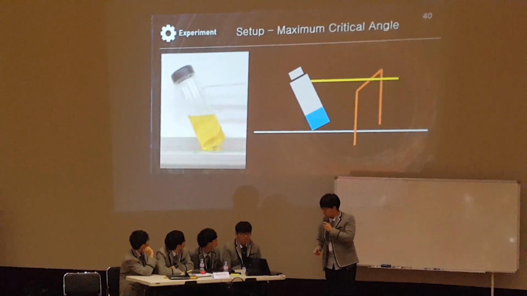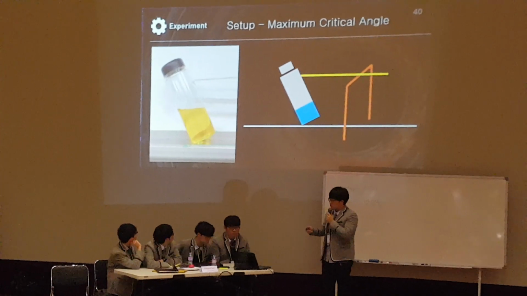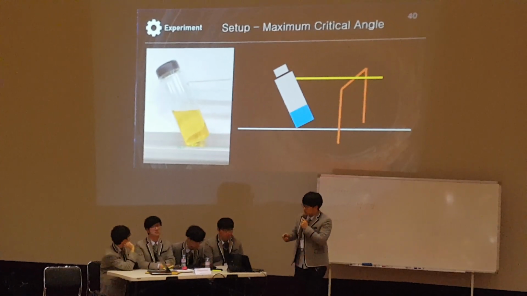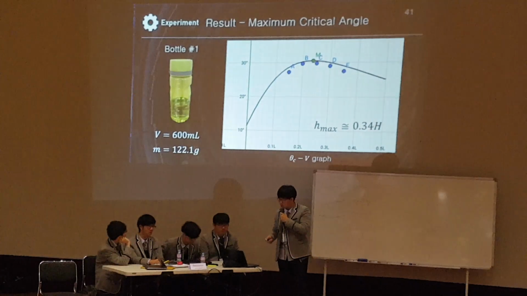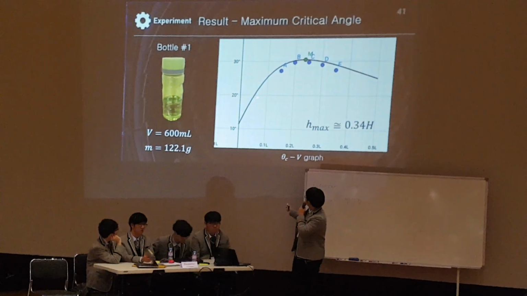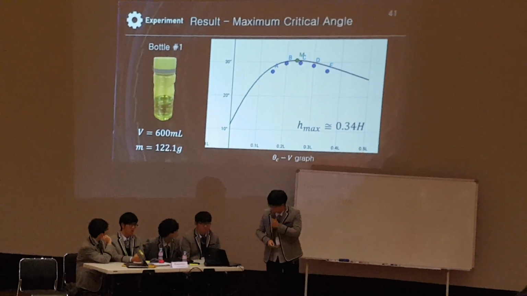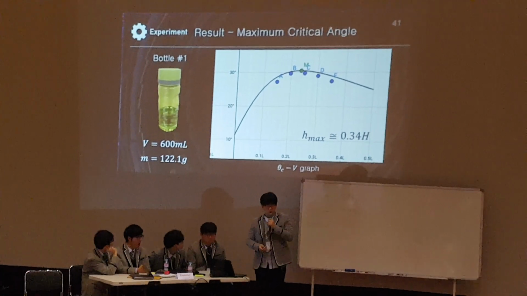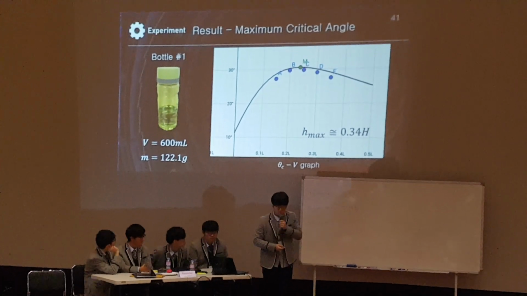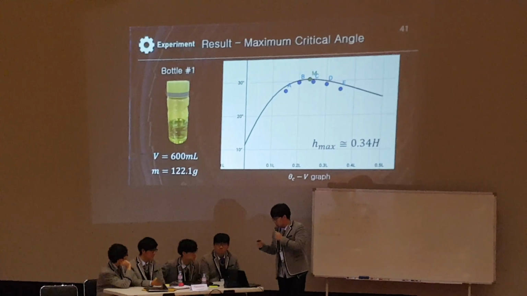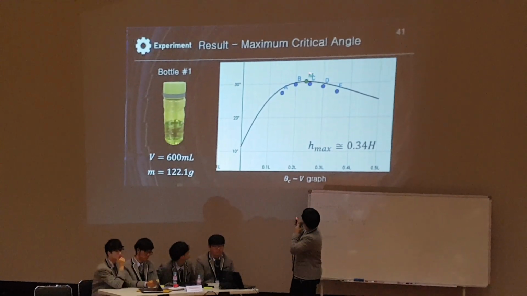And next, I set up for the maximum critical angle. So I check the critical angle depending on height. I vary the height. For the first bottle, this black line represents the relationship between the height, or the volume, and the critical angle. It seems to match pretty well. You can see that there is a critical angle right here.